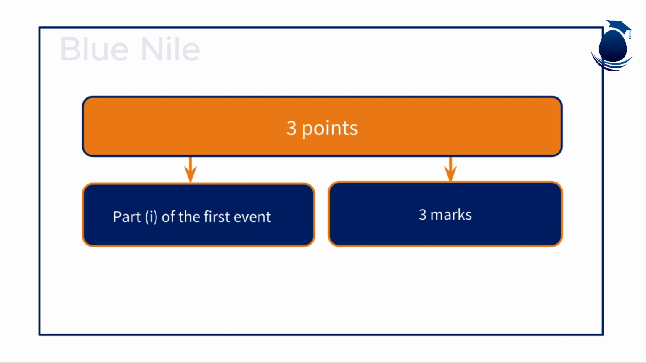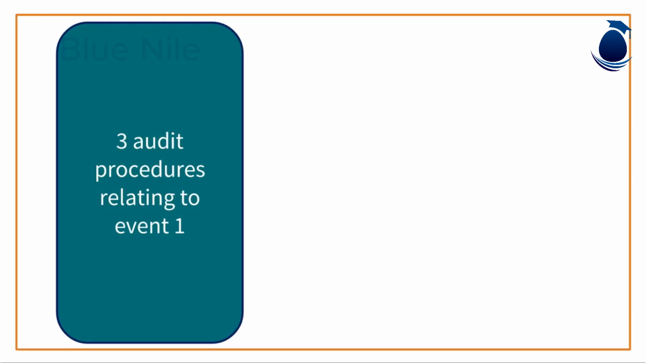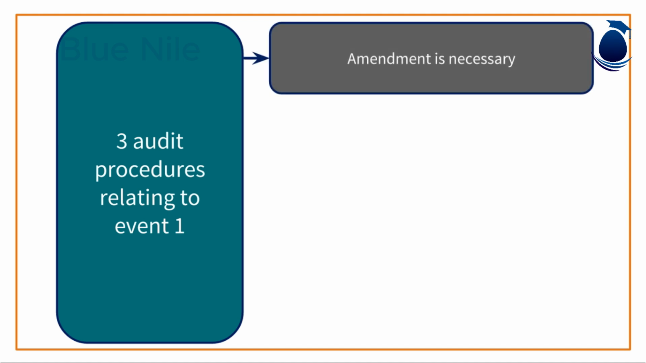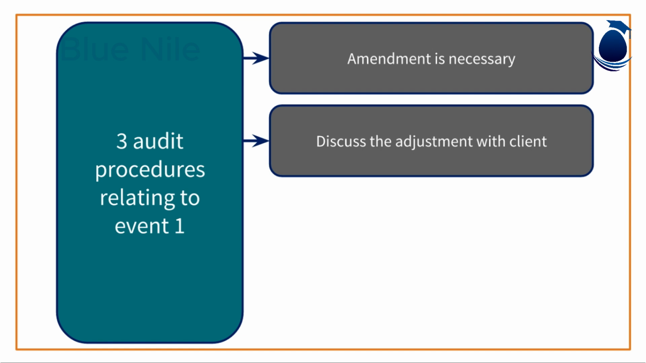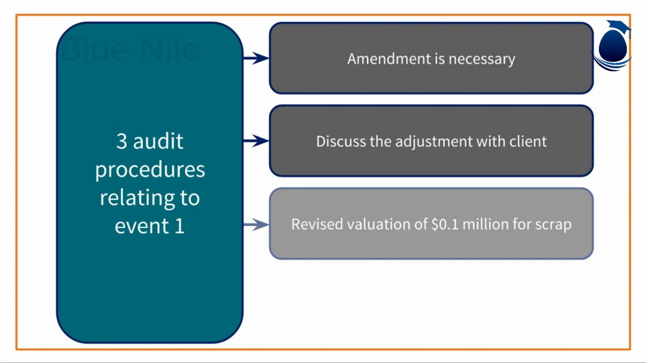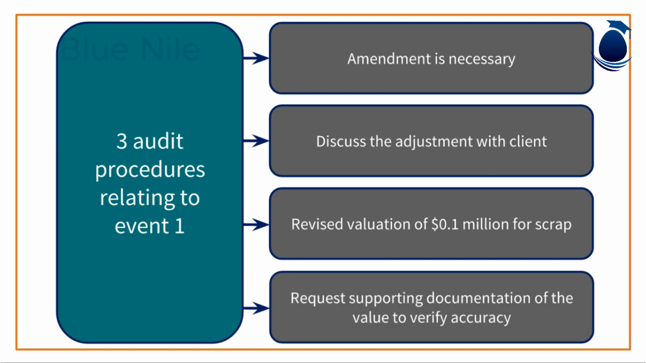Next, we need to put together procedures performed for part 2. As we have covered 3 marks already, 3 remain. We therefore need to put together 3 audit procedures relating to event 1. As we've concluded amendment is necessary, the auditor should discuss with the client the adjustment and how they came to the revised valuation of 0.1 million for scrap. They could request any supporting documentation of this to ensure the accuracy of this amount.